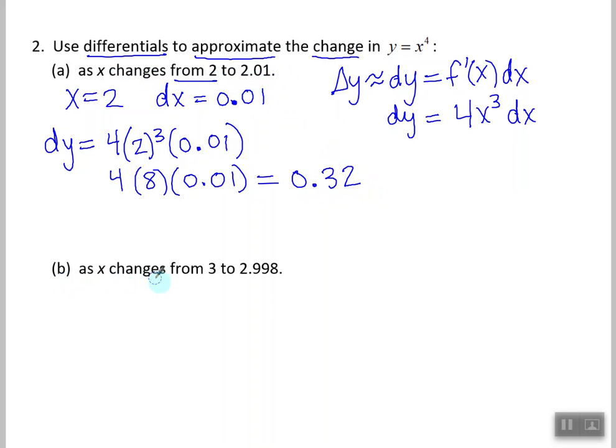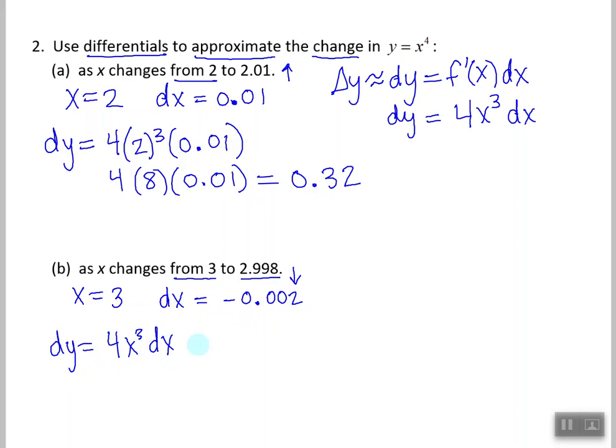In part B, we're looking as x changes from 3, so that means our original x value is 3, down to 2.998. So this time it went down instead of up. So that means my change in x, dx, equals negative, and the difference between those values, 0.002. So we remember that dy equals 4x cubed dx, and then I can plug in those values from this particular problem. 4 times 3 cubed times negative 0.002, and that value comes out to be negative 0.216. The approximate change in y is a decrease of 0.216 as x changes from 3 to 2.998.